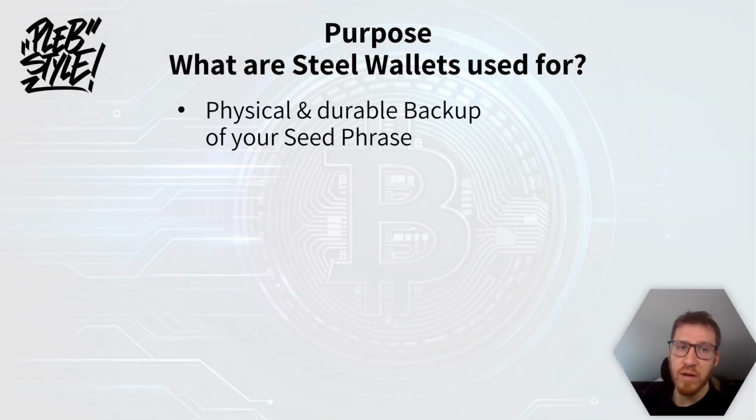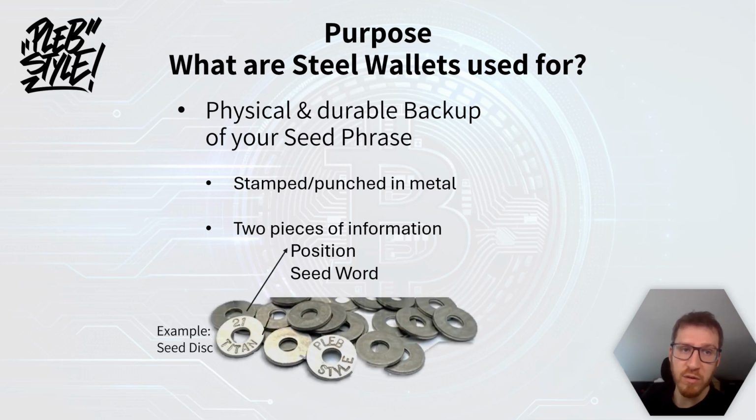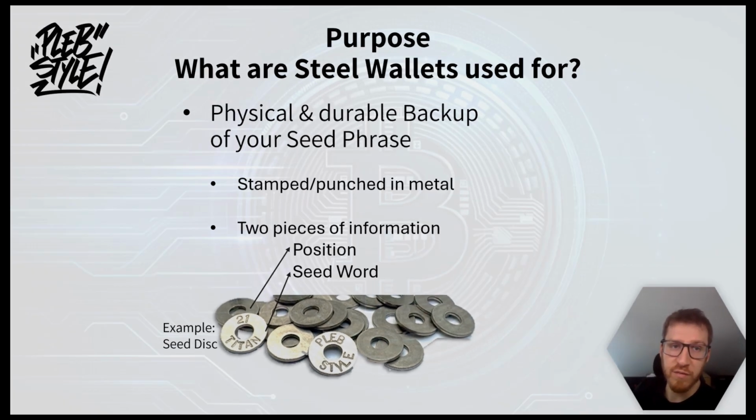Your steel wallet is a physical backup and a durable backup of your seed phrase. It should hold it for all eternity. So for that, the seed phrase is stamped or punched in metal. And it contains 2 pieces of information: the position of the seed word, first, second, third, 21st, and so on, and of course the seed word itself.